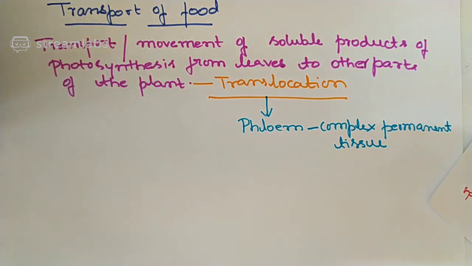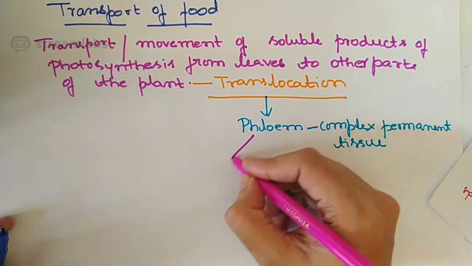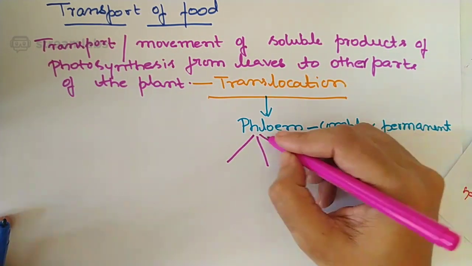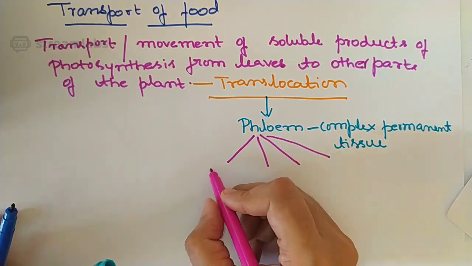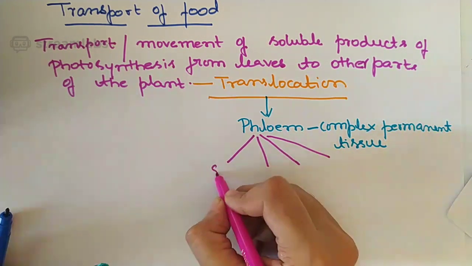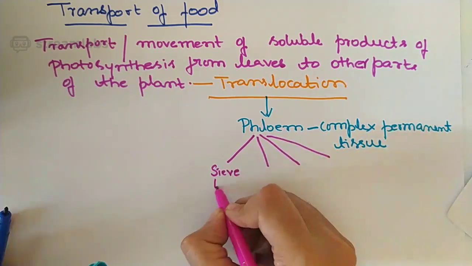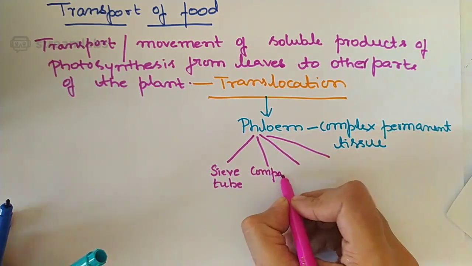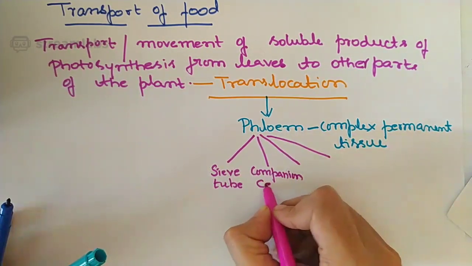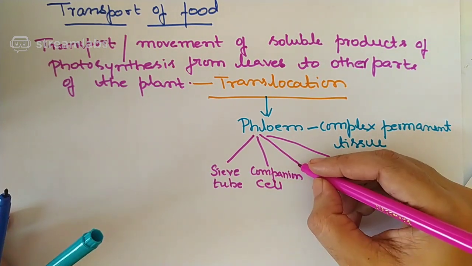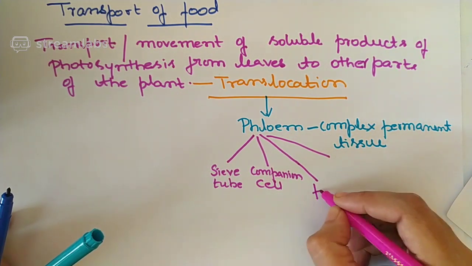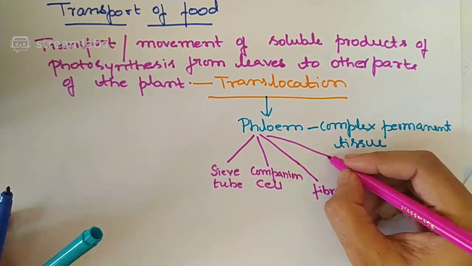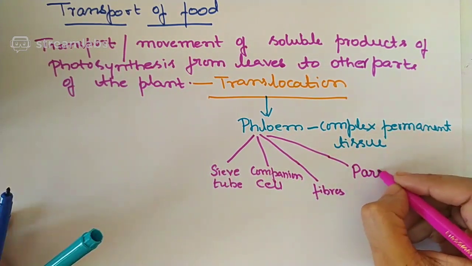As I have told you, it is made up of different kinds of cells. It's made up of 4 different kinds of cells. The first one is sieve tube, companion cell, phloem fibers, and phloem parenchyma.